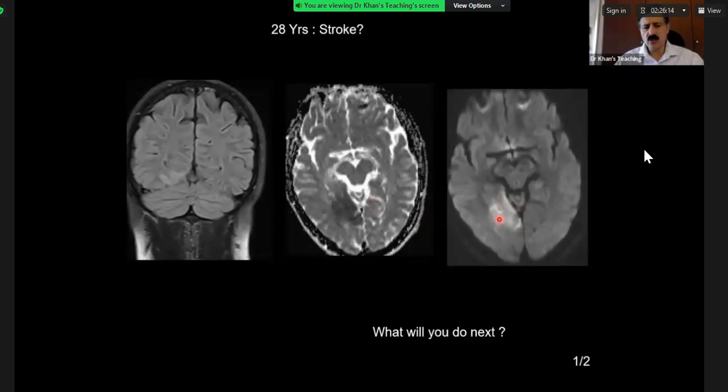Okay. Now, this is a diffusion weighted sequence. This is the occipital lobe. This is not the temporal lobe. This shows restricted diffusion, which is bright on DWI, low on ADC map. So there is an infarct of the occipital lobe and some gyriform high signal on the FLAIR sequence. 28 years old.